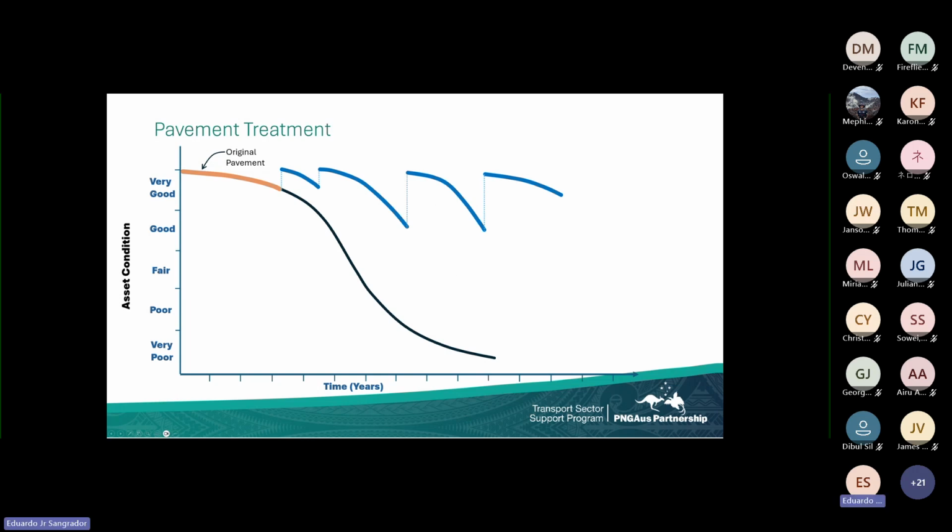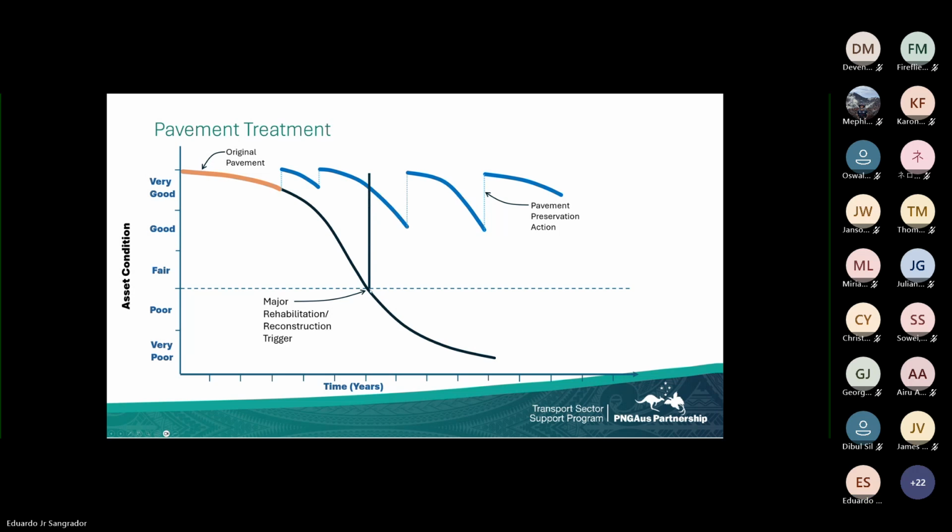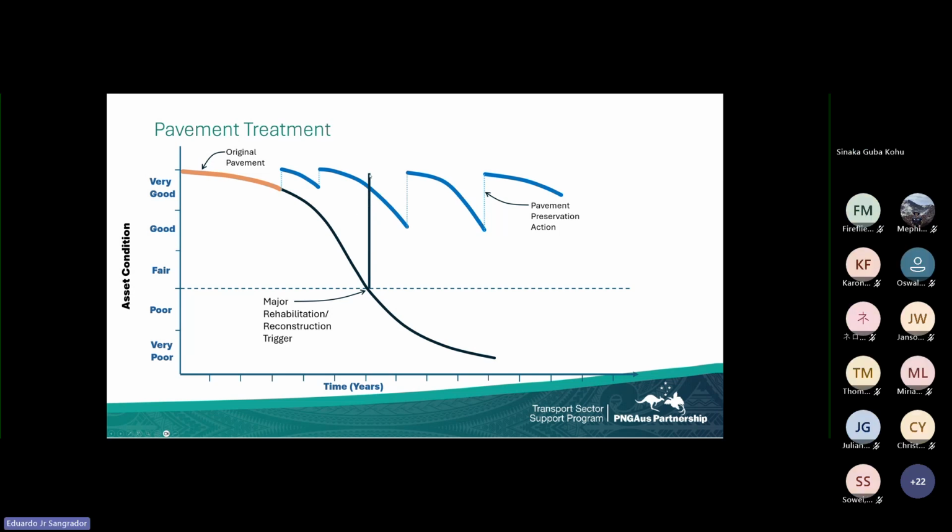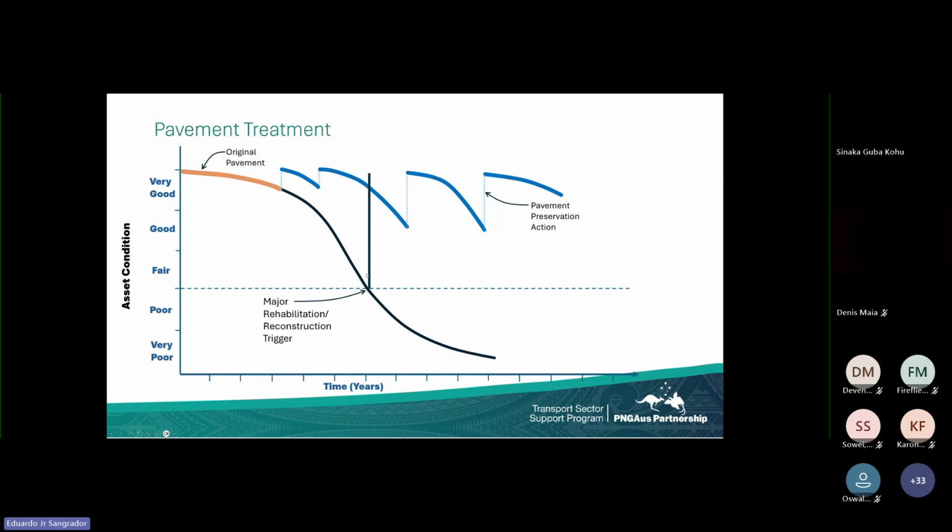The goal is to preserve the roads while they remain in good condition. Preventive maintenance delays the cost of rehabilitation. This maximizes the network performance within the available budget. If you let the pavement go to fair, this is the major rehabilitation trigger zone. So you have this to refresh the asset, you'll need more funding to do it. And then eventually that will deteriorate again over time.